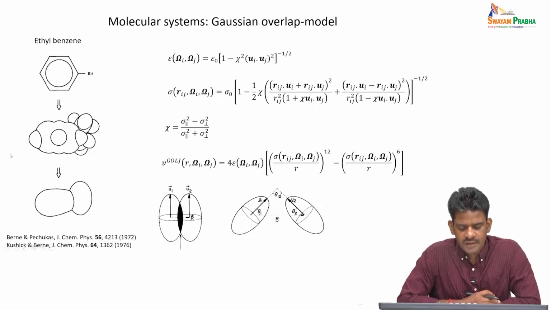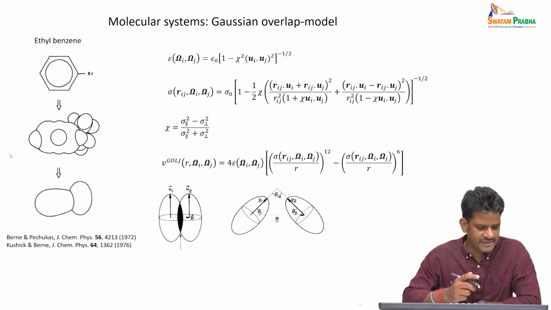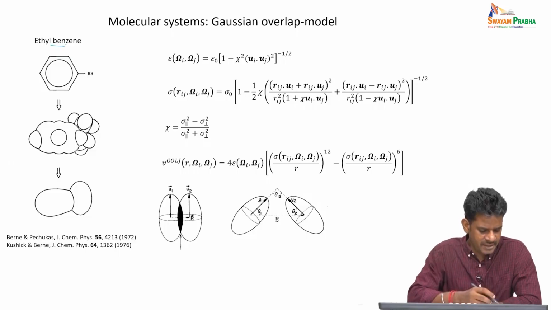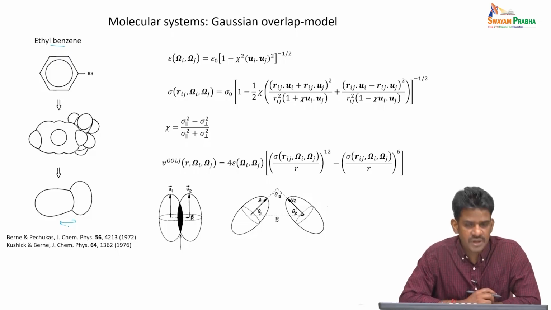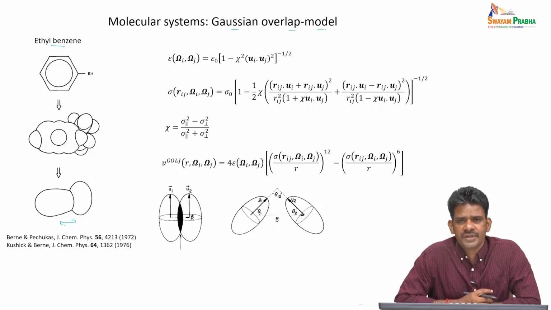And with regard to molecular systems, apart from assigning rigid constraints and charges, sometimes we can also think of the entire molecule as a soft rigid object. One example is how ethyl benzene is modeled as a fusion of two Gaussian soft sphere models. So this is called the Gaussian overlap model. This is basically an anisotropic form of a Lennard-Jones potential itself.